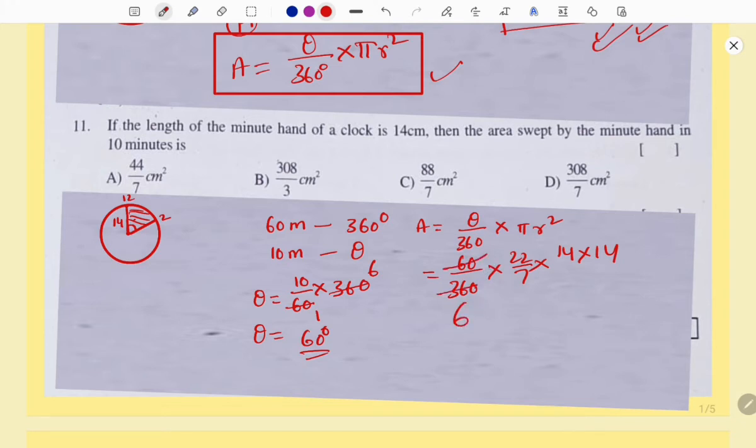Okay? Then 7 1s are 7, 2 1s are 2, 2 3s are completed. Now 14 2s are 28, 29, 30. So 308 by 3. Yes, 308 by 3. Option B is the right answer. I hope all are understood.